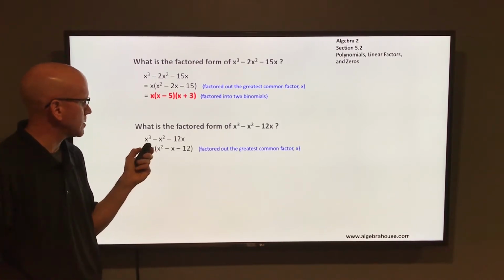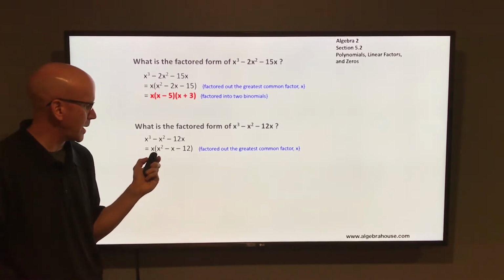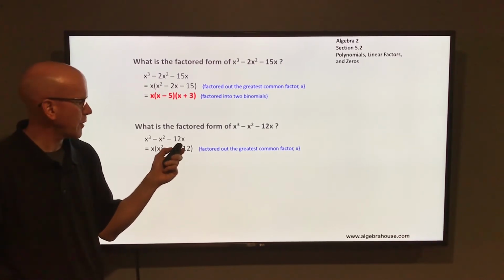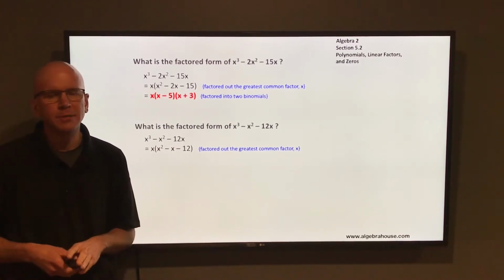So if you divide x to the third by x, that is x squared. If you divide negative x squared by x, that is negative x. And if you divide negative 12x by x, that is negative 12. Then look inside the parentheses and think, will that factor into two binomials?